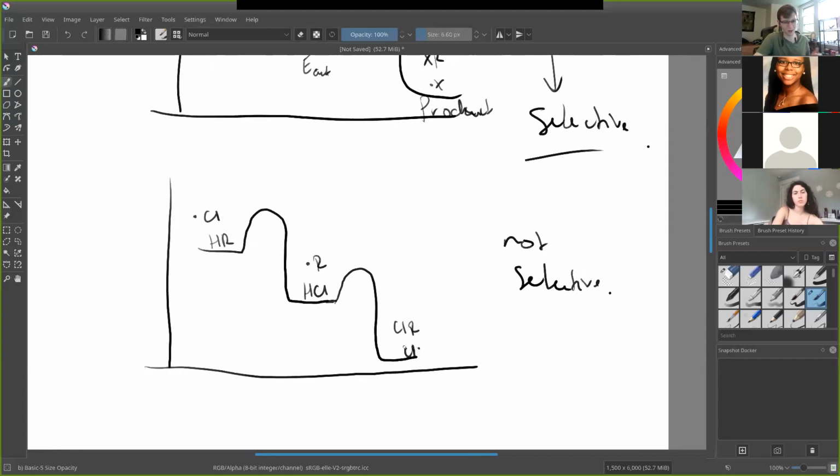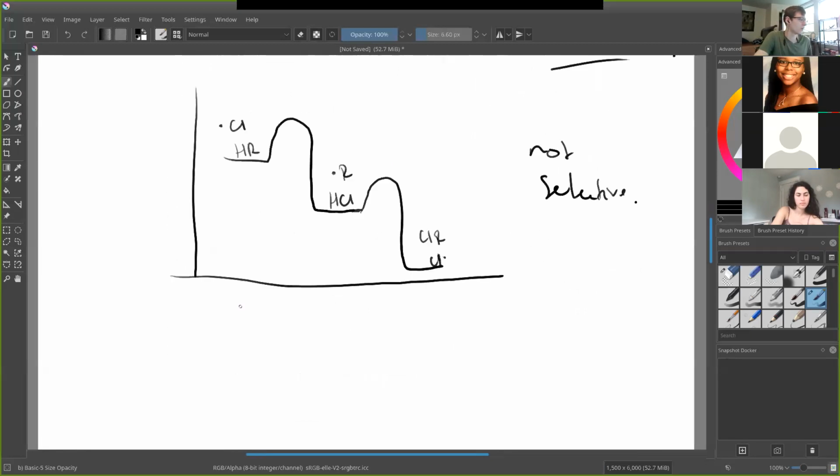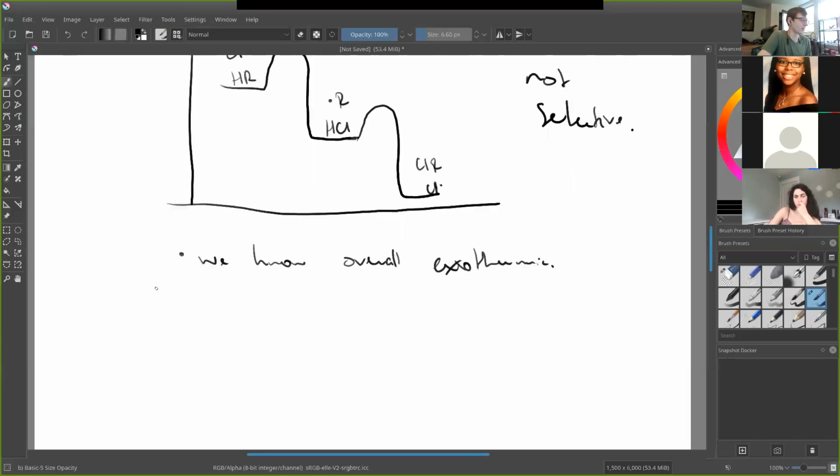The reason I knew how to draw this is because we know it's overall exothermic. Right? Otherwise, you'd have to put in a lot of energy and work to do it. But this happens pretty easily in the lab. Just put chlorine gas on something and it'll chew right through. We know it's exothermic.